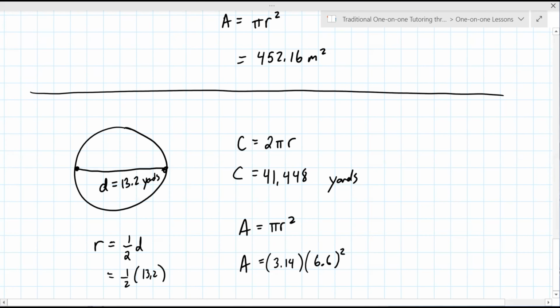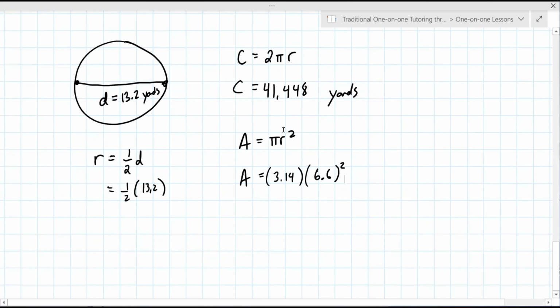6.6. Yes. So try it again. You've got the right numbers here. See if you can calculate the area: 6.6 and then squared. So 3.14 times 6.6 squared. Yes, it's 6.6 squared, because that's the radius. The radius is 6.6 yards.